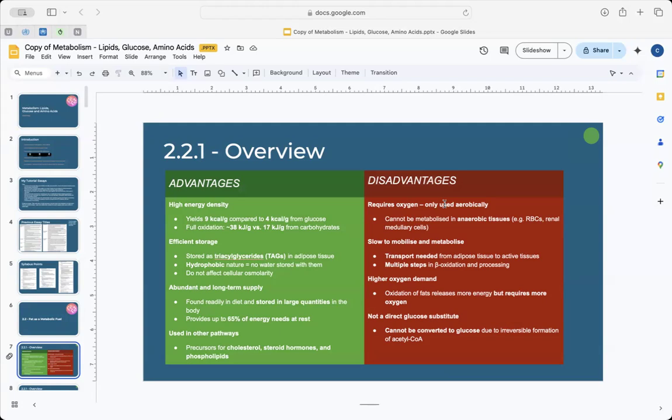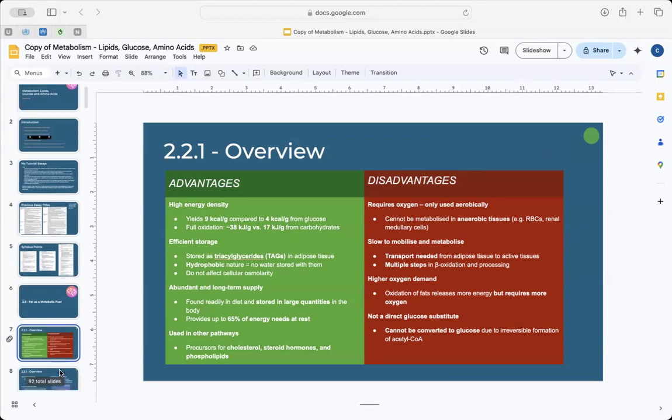And basically, the only catch of using fat as a metabolic fuel is that it requires oxygen, so it can only be used aerobically. And it's just slow in general. Okay, cool.